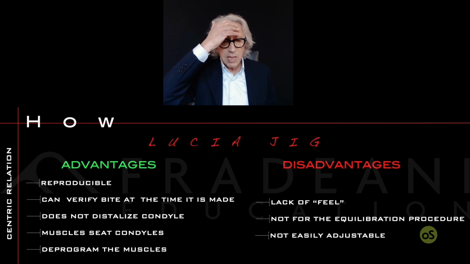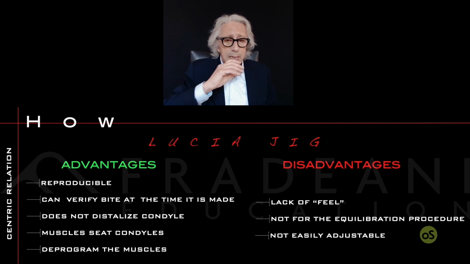Lucia jig, advantages: reproducible, and it does not distalize the condyle, as may happen, according to some authors, with the leaf gauge. It sets the muscles and condyles and deprograms the muscles first. Lack of feel is one of its disadvantages. It is not easily adjustable and cannot be used for the entire equilibration procedure as the leaf gauge can. So we have some disadvantages: it is more complicated to use.